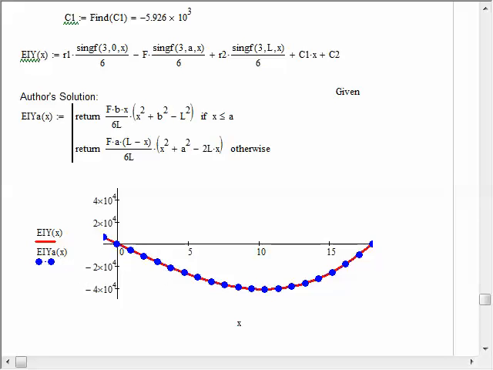The dots are the author solution, and if you go into the appendix, you'll see that there are 2 different expressions for the deflection. One is the deflection when x is less than a, and this was the equation that was in the book. And then when x is greater than or equal to a, this was the deflection equation. So I've implemented both of them in Mathcad with an if statement. So this EIYA, A stands for author solution. So the author's EIY function plotted has some if statements in it, and it plots right on top of the Mathcad solution. So I am confident that I've got a good Mathcad solution out of this thing.